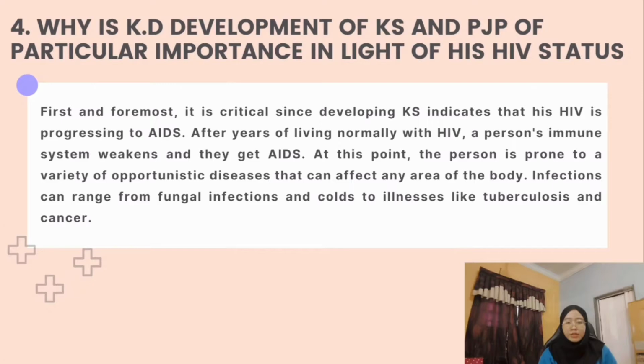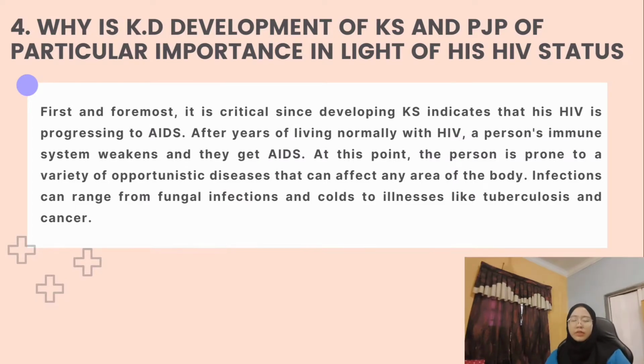So next, question 4: why is the development of KS and PJP of particular importance in light of his HIV status? First and foremost, it is critical since developing KS indicates that his HIV is progressing to AIDS. After years of living normally with HIV, the person's immune system weakens and they get AIDS. At this point, the person is prone to a variety of opportunistic diseases, and this can affect any area of the body. Infections can range from fungal infections and colds to serious illnesses like tuberculosis and also cancer.